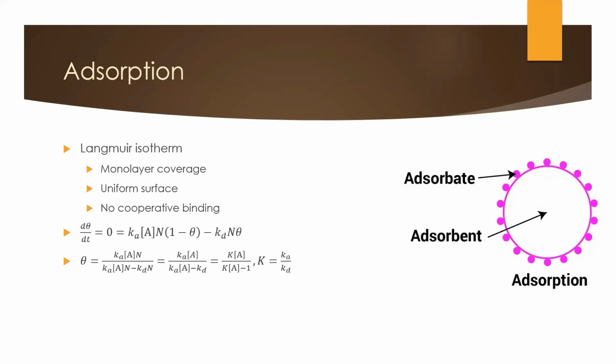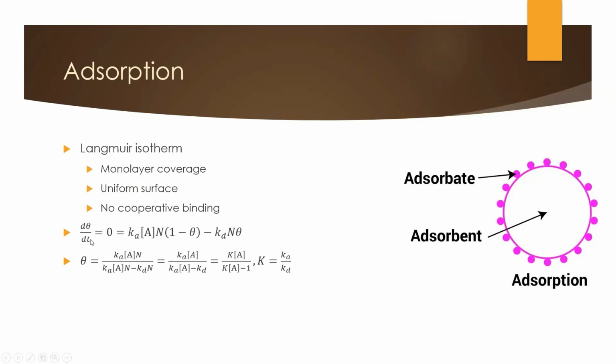The Langmuir isotherm assumes a couple of things, and we talked about this in Lab 7. It assumes that we have monolayer coverage of the adsorbent, and the adsorbate only sticks on a single layer, so we don't stack on top of other adsorbate molecules. We also assume that there's a uniform surface that doesn't change how the adsorbate sticks onto the adsorbent, so they're all sticking at every spot equally. And we finally assume no cooperative binding. Cooperative binding would mean that one molecule would recruit more molecules to the surface, and we assume that is not happening.